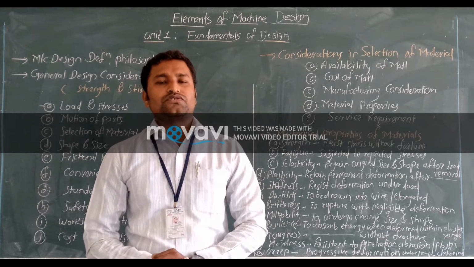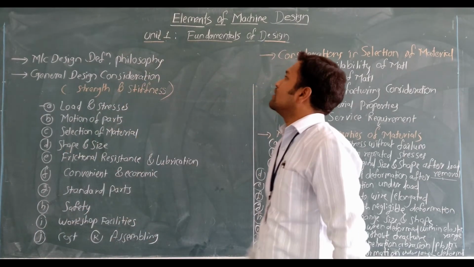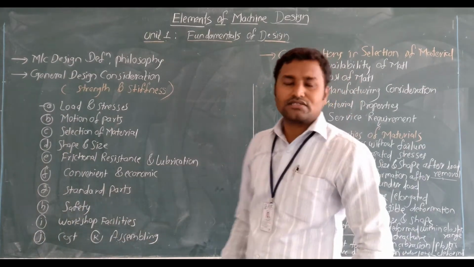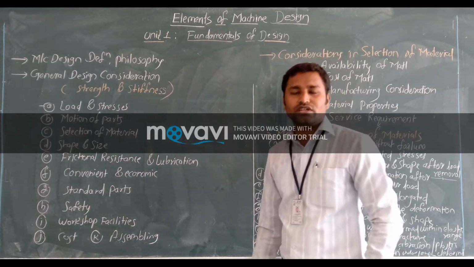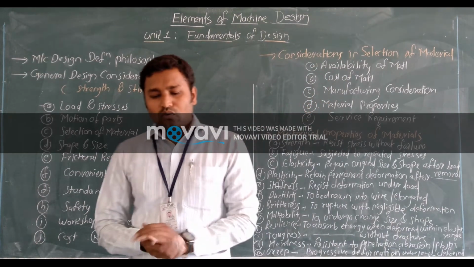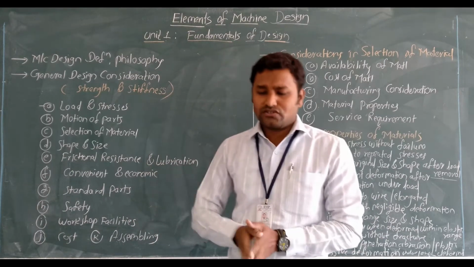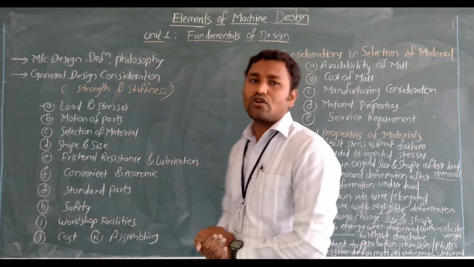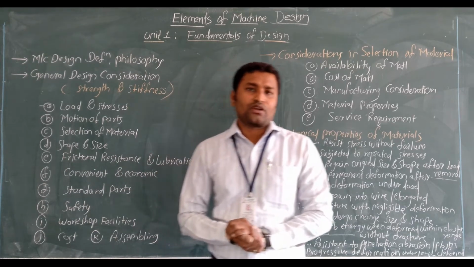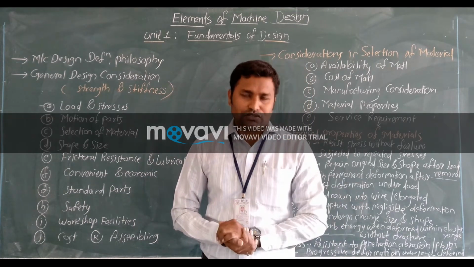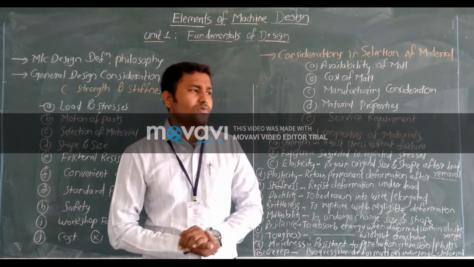Today we are going to discuss Unit 1, that is, fundamentals of design. This Unit 1 is included in the subject Elements of Machine Design, in semester 5th, mechanical engineering department. So first of all, you should know what is meant by machine design. Machine design is the process of selection of machine element or mechanical component, shape, size and material to perform the prescribed task. Okay.